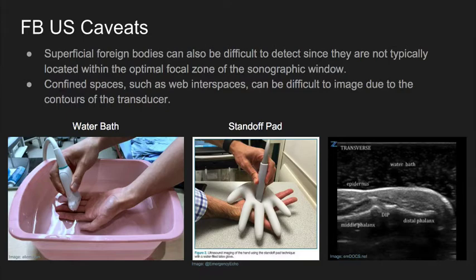Lastly, foreign bodies within the digits or interspaces are very difficult to observe on ultrasound, but fortunately we have some tools of the trade like the water bath, which replaces the need for ultrasound gel or contact between the transducer and the patient's skin. This allows for better resolution, and the sonographer can rotate the transducer to obtain different images. You can also use standoff devices like a saline bag or a glove filled with water, as these can help you visualize the foreign body on the patient's digits.